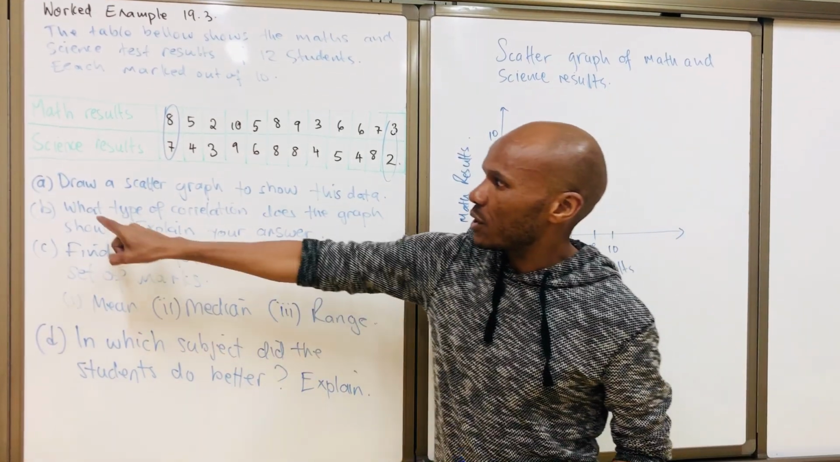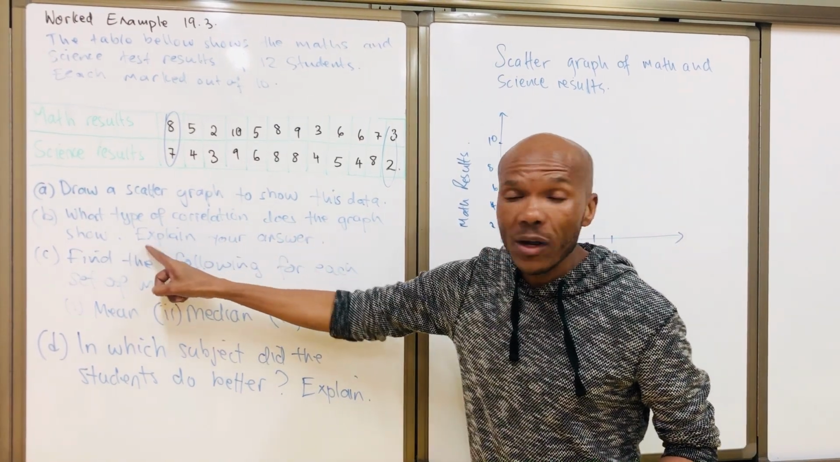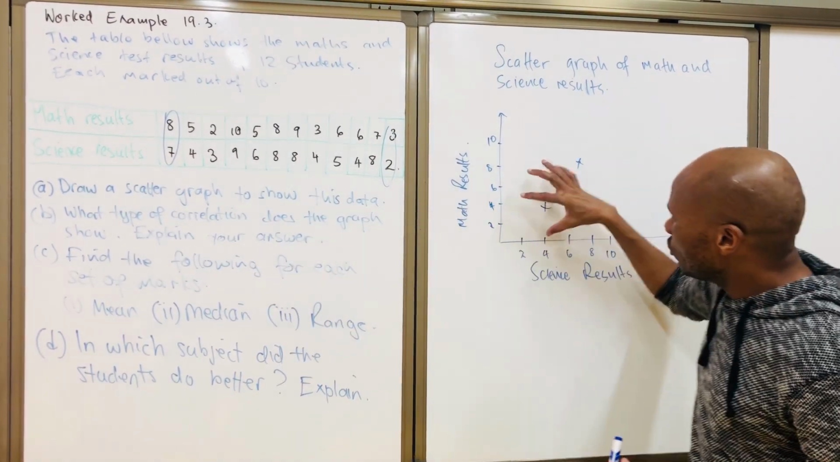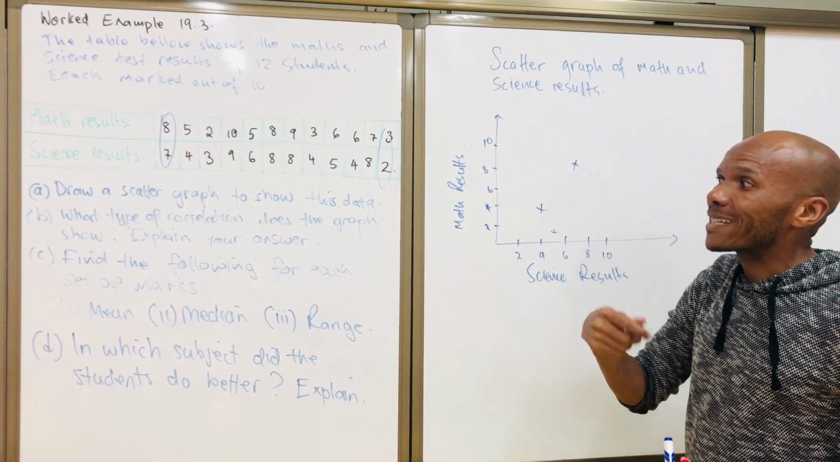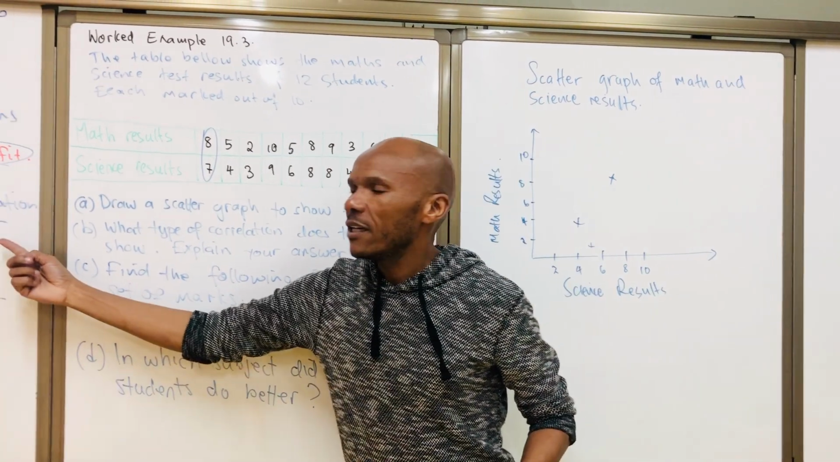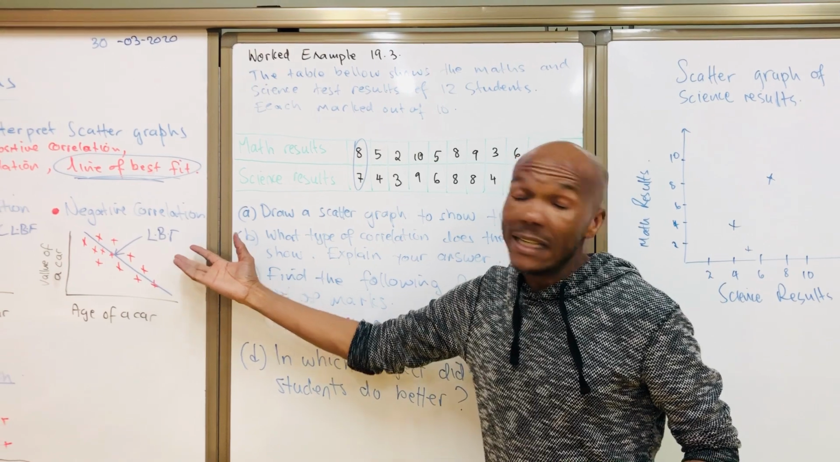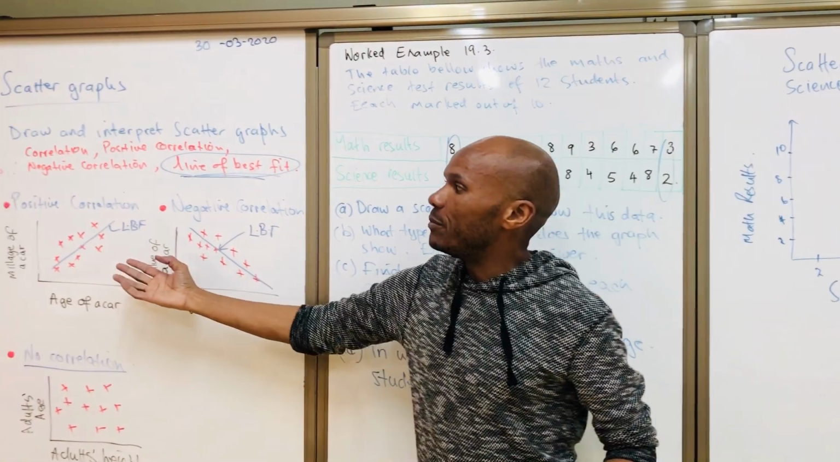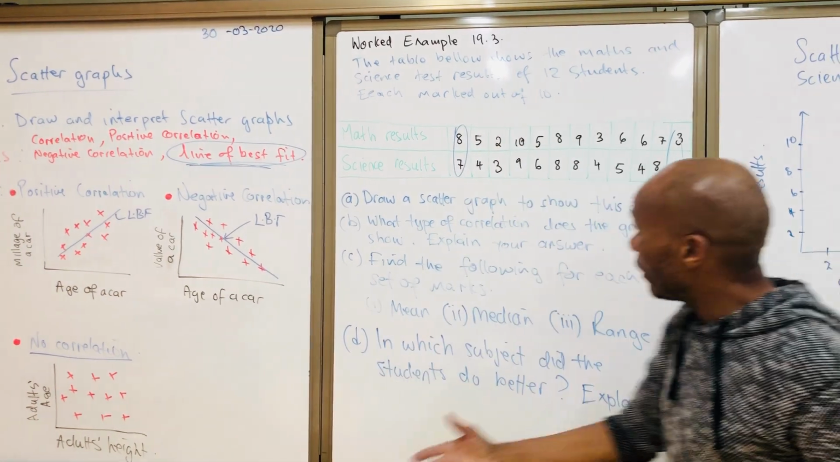Look at the second question. What type of correlation does the graph show? Explain. So after you draw this, I want you to explain what type of correlation. Will it be a negative correlation? Will it be a positive correlation, or will there be no relation at all?